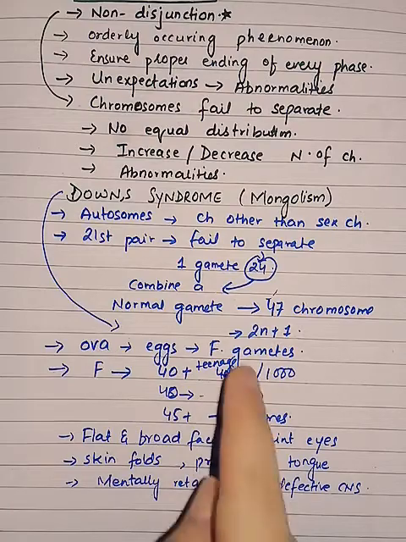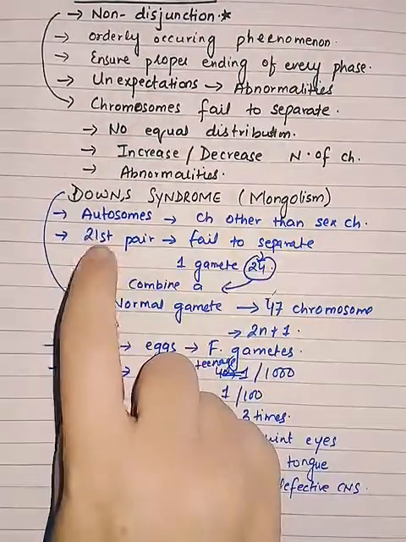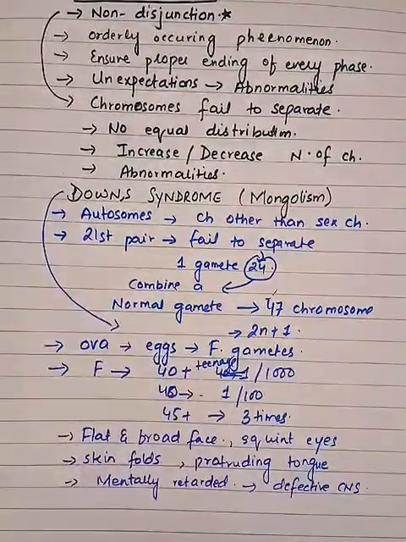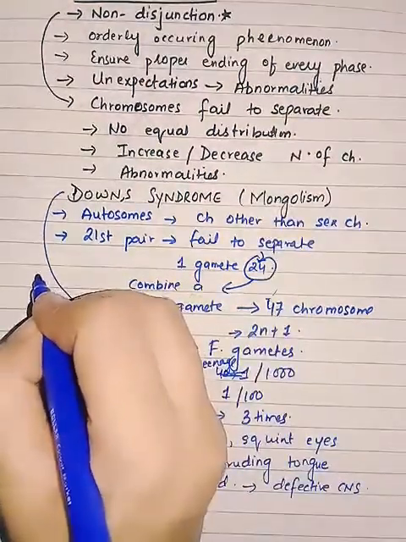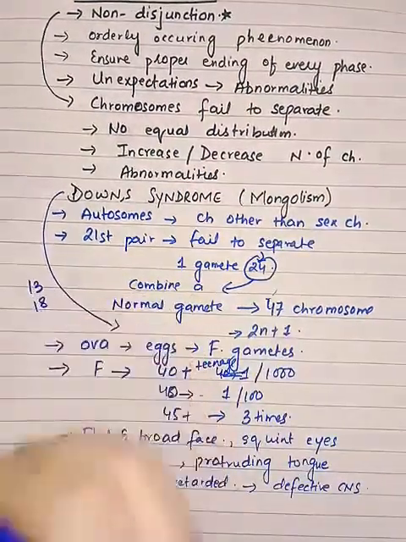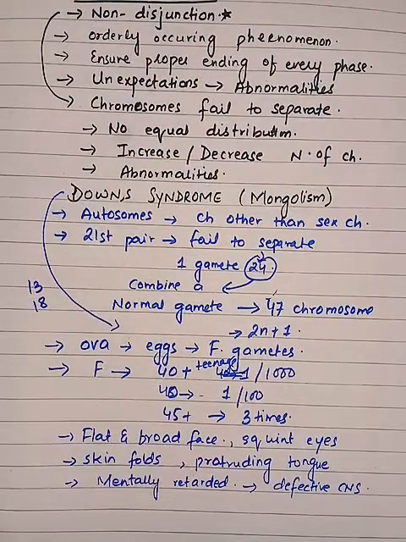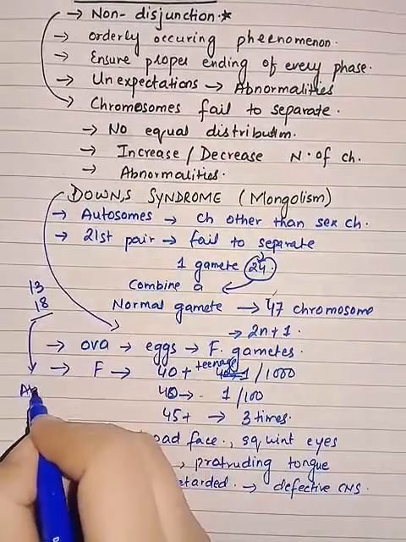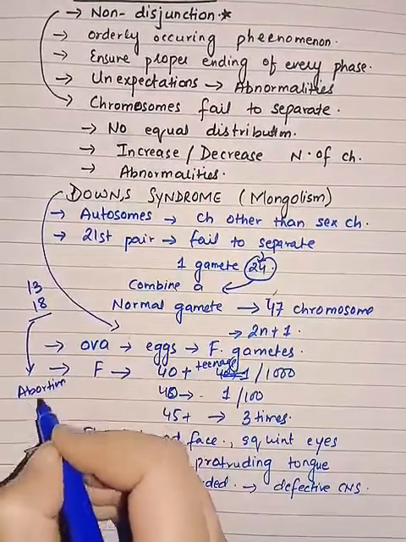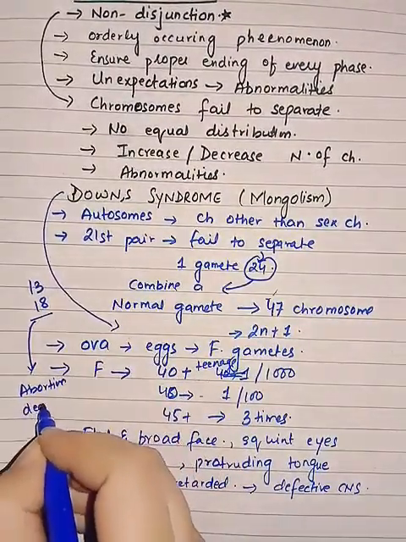This autosomal non-disjunction is happening in the 21st pair, but it is not restricted to the 21st pair. It can occur in any other chromosome. Mostly the common ones are the 13th and 18th chromosomes, which will result either in abortion or death at an early age.